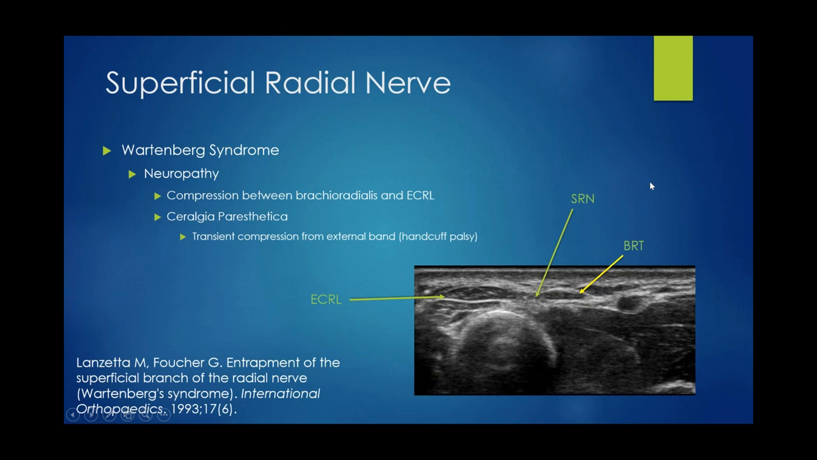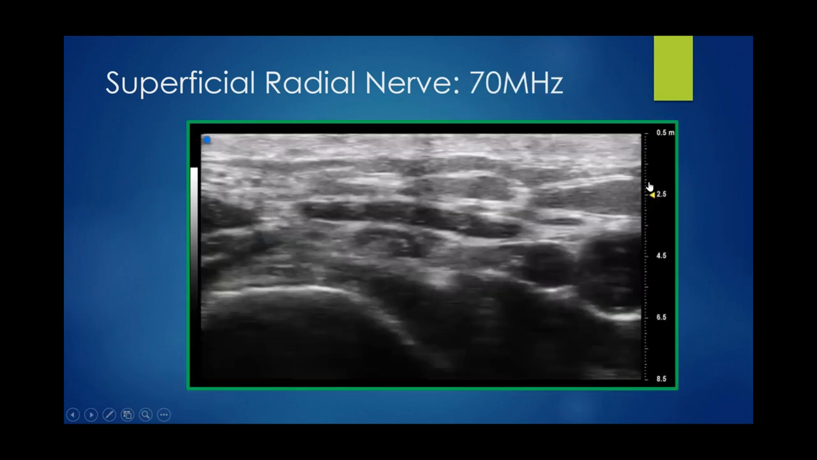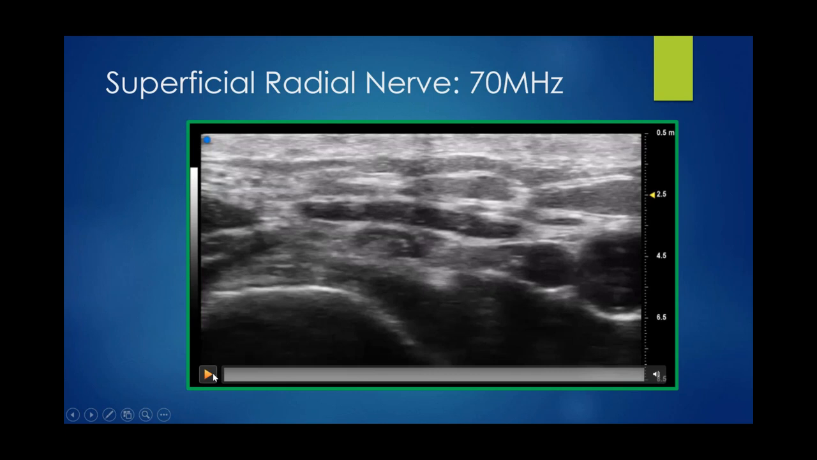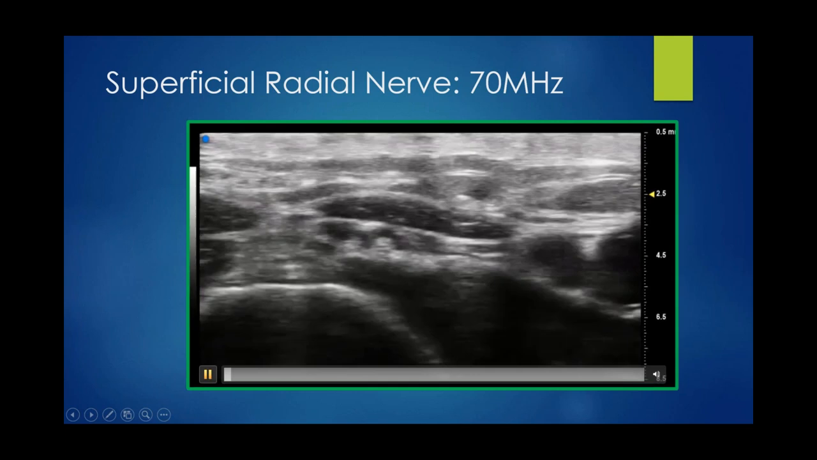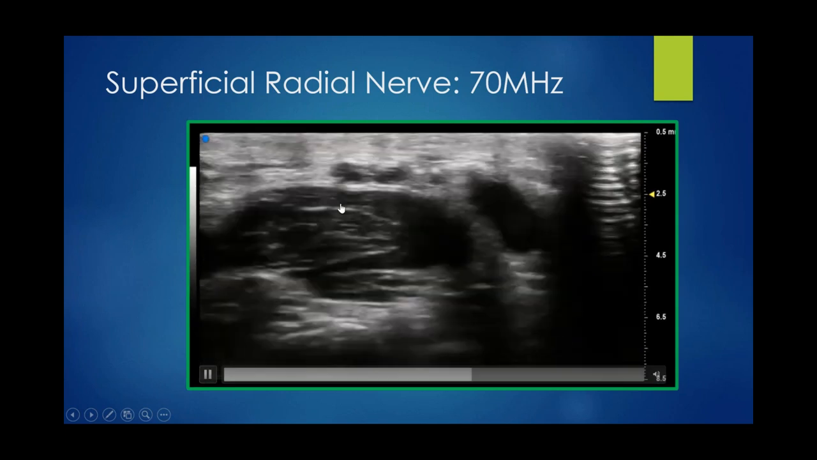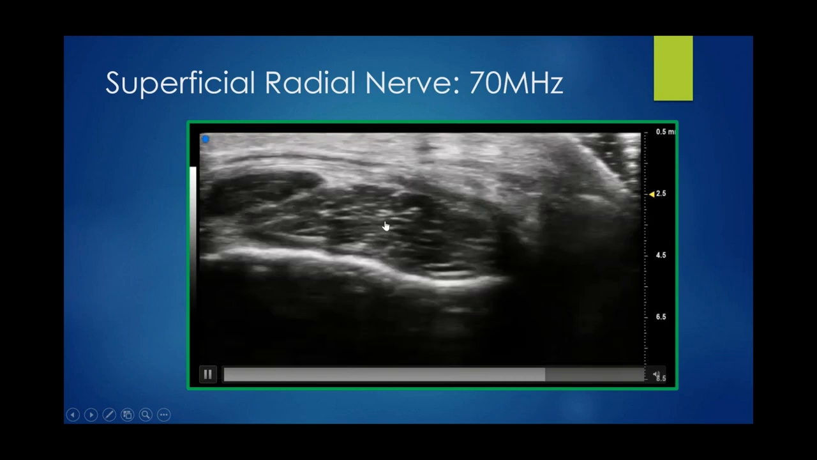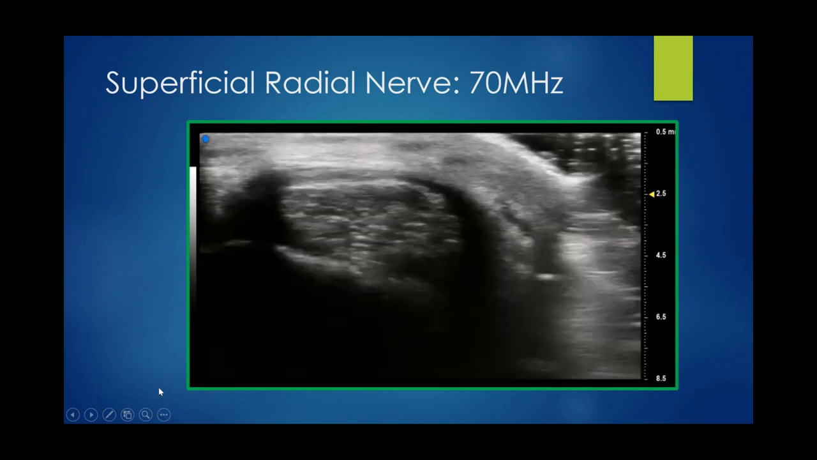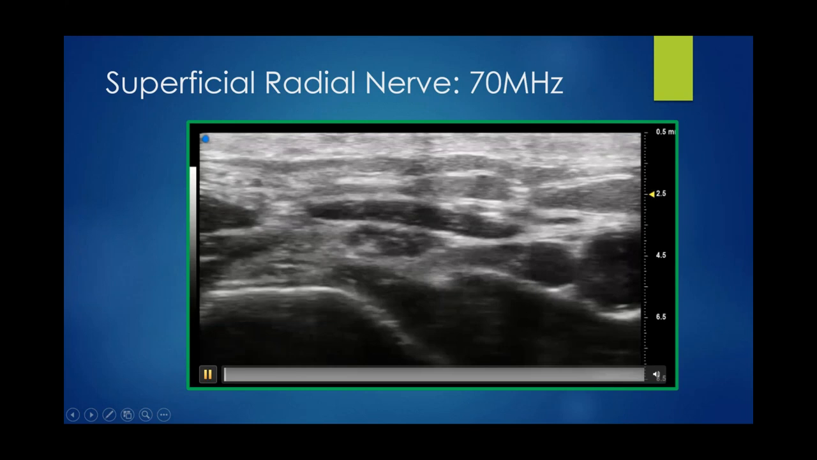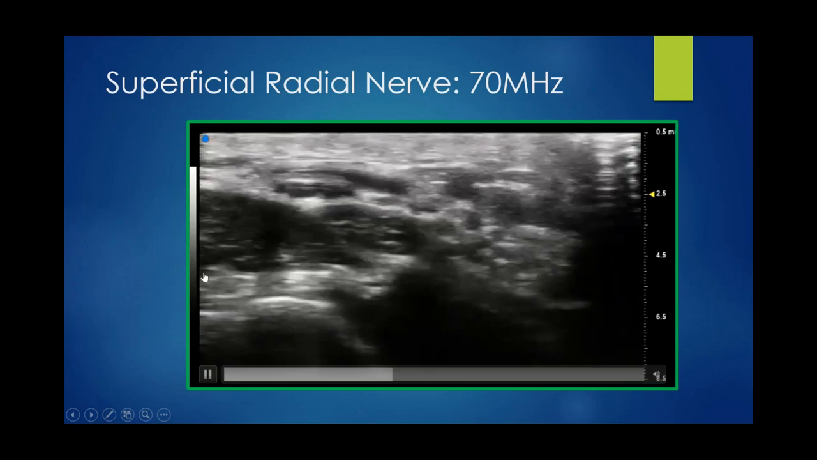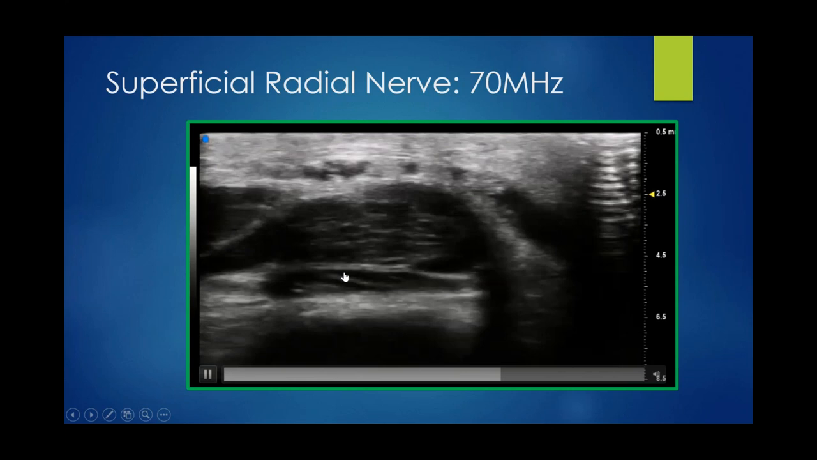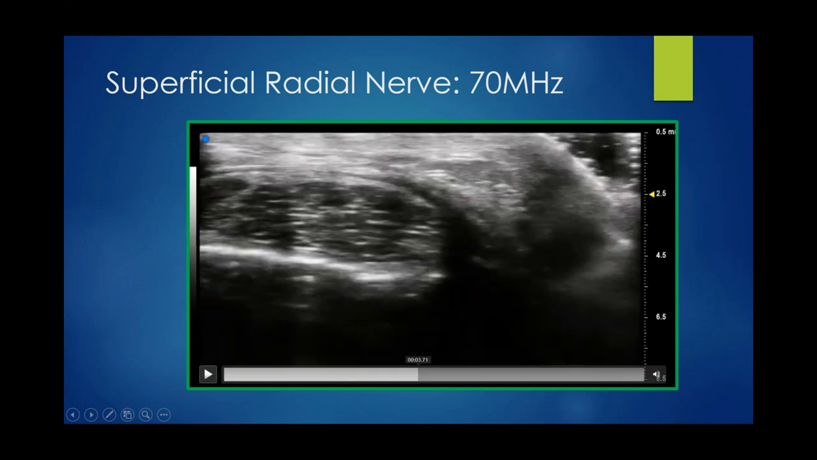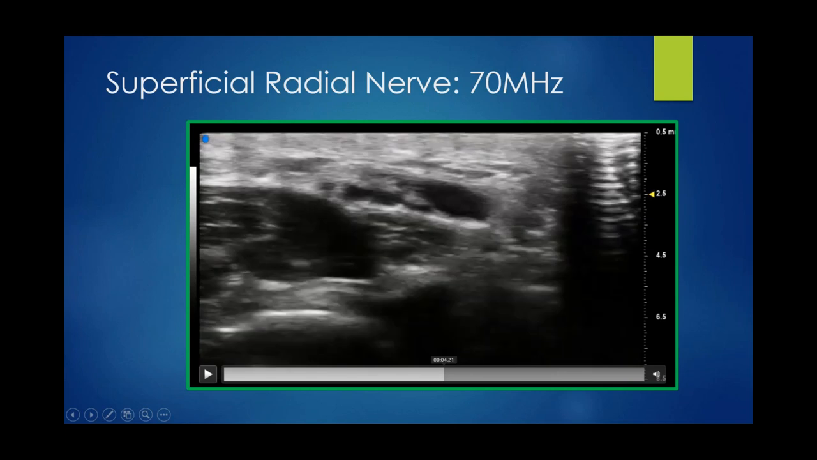This high-resolution video shows the nerve as migrating out into a more superficial location from underneath the brachioradialis tendon. Here you see multiple fascicles of the superficial radial nerve. I'll let it play a few times so that you can see it. So here's the brachioradialis tendon, extensor carpi radialis longus tendon over here. As the nerve becomes more superficial, it's then going to migrate over the first dorsal compartment here, which is again the abductor pollicis longus and extensor pollicis brevis tendons.